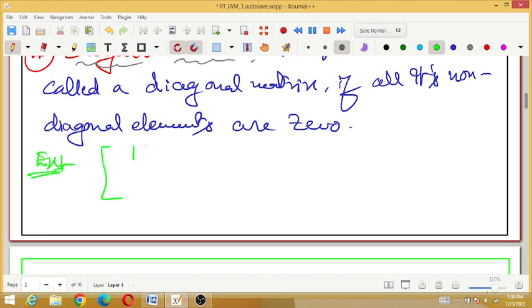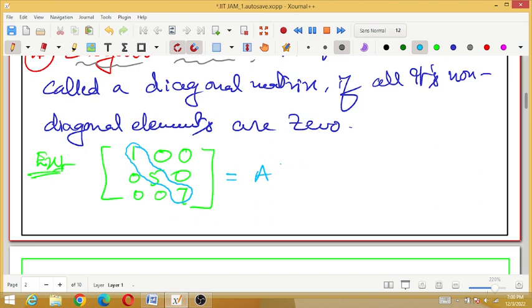Example: 1, 0, 0, 0, 5, 0, 0, 0, 7. See here, the diagonal elements are these ones. Except the diagonal elements, the remaining elements are 0. So that's why this is called a diagonal matrix. The order of this matrix is 3 by 3.